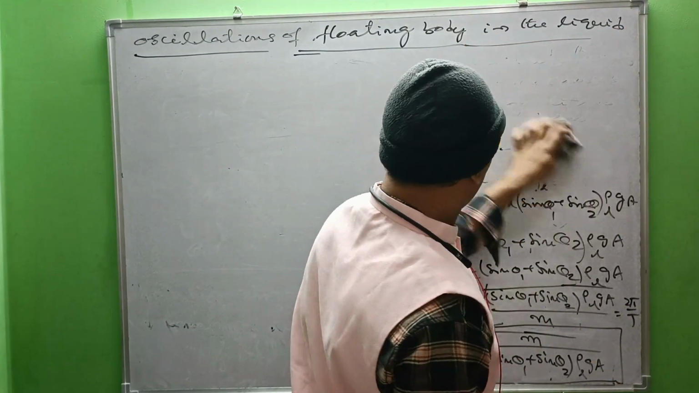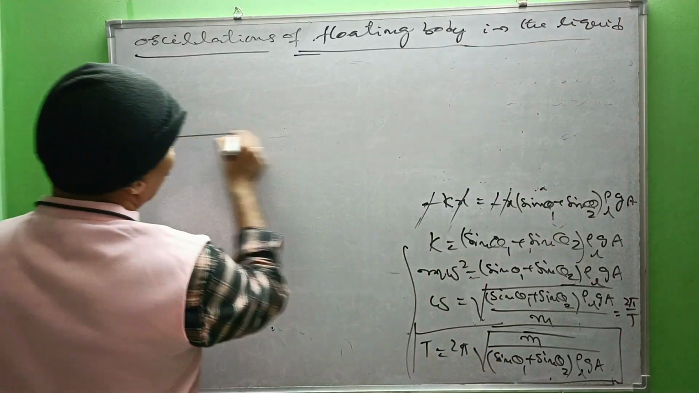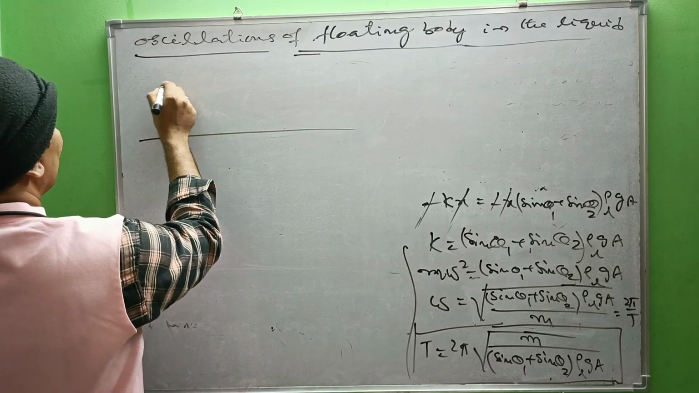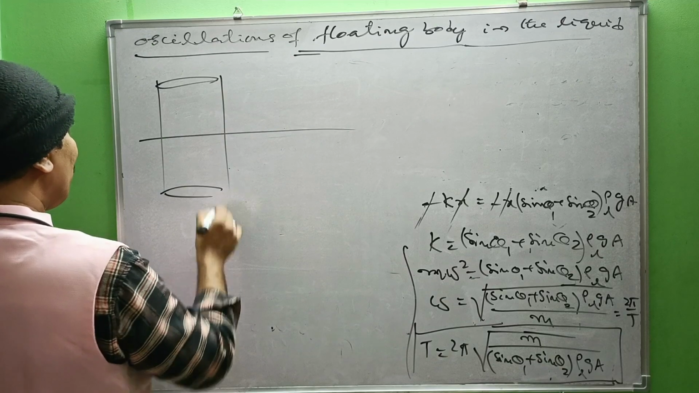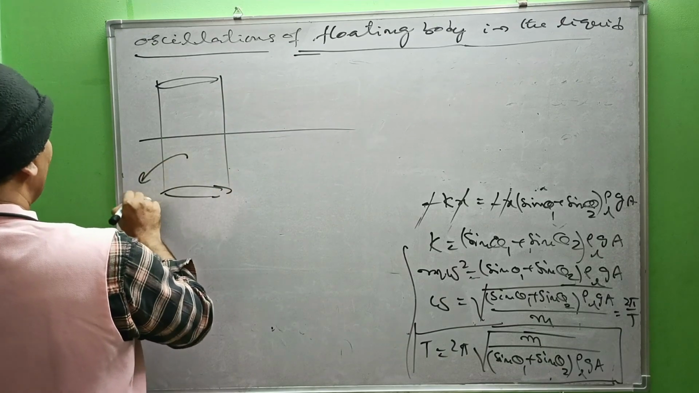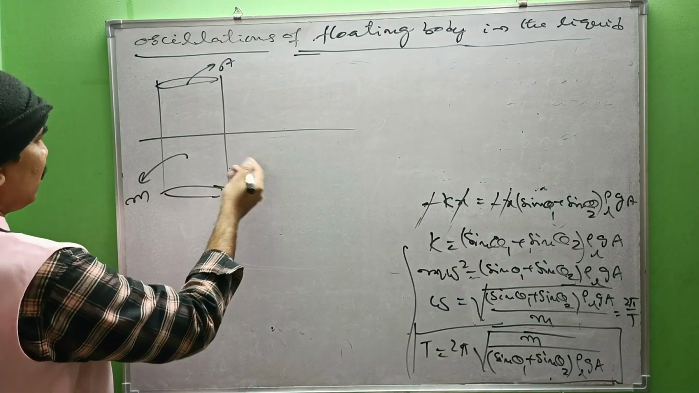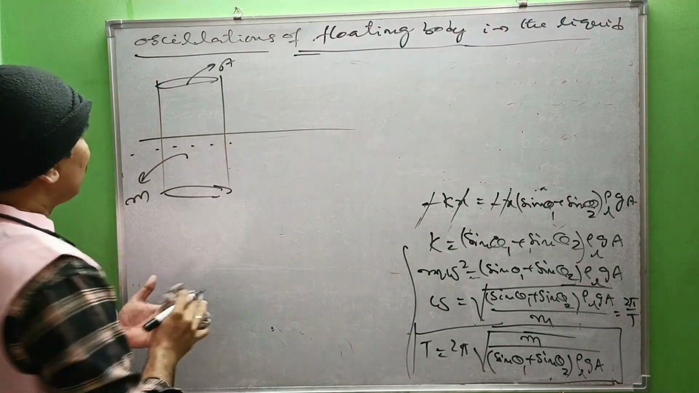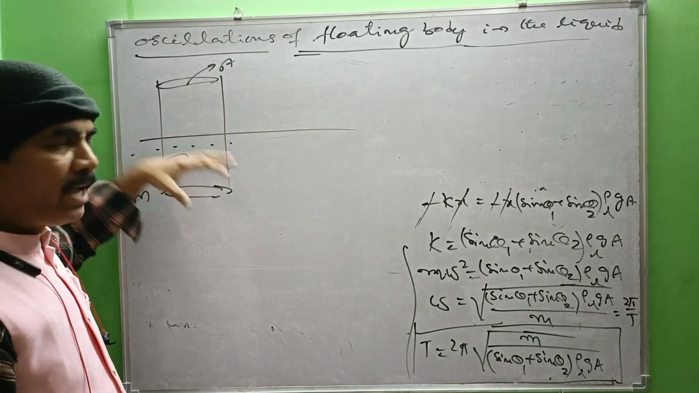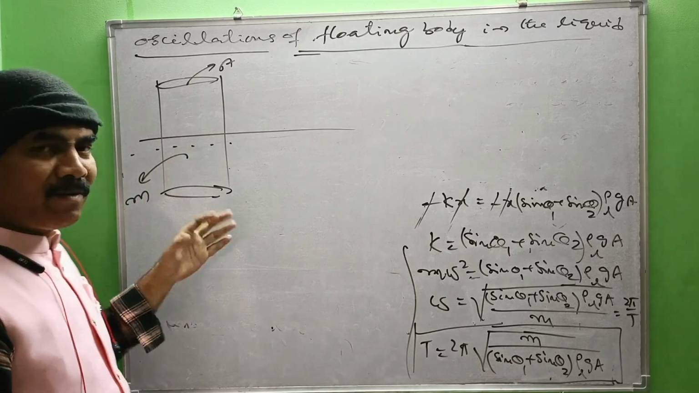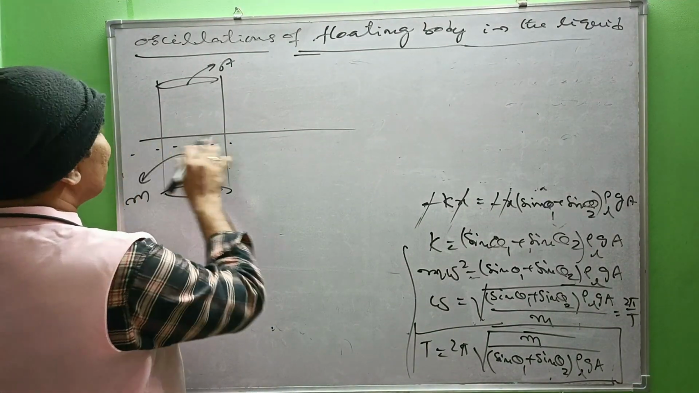Now see, a block of mass m and area of cross section A is floating like this, in the liquid as shown, such that some portion is lying outside and some portion is lying within the liquid. That condition is said to be floating, right? Now what is the mean position here? This is the mean position.